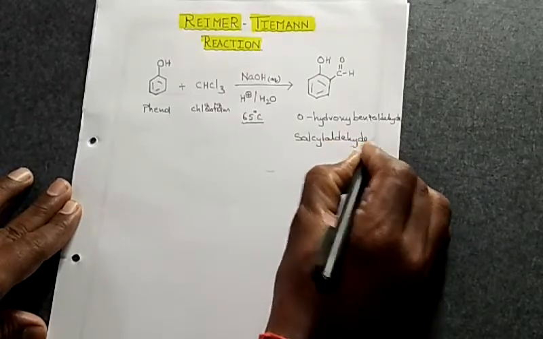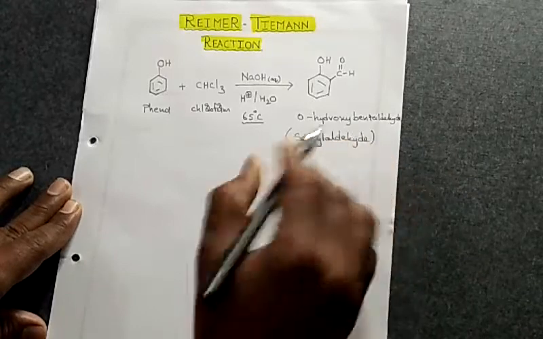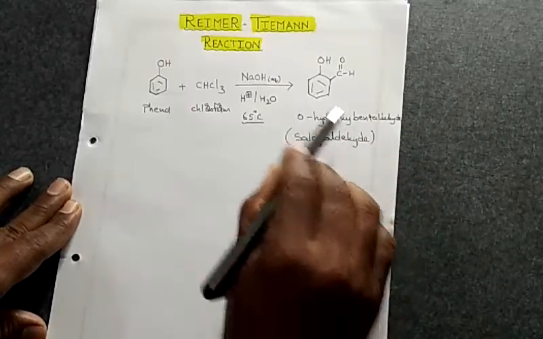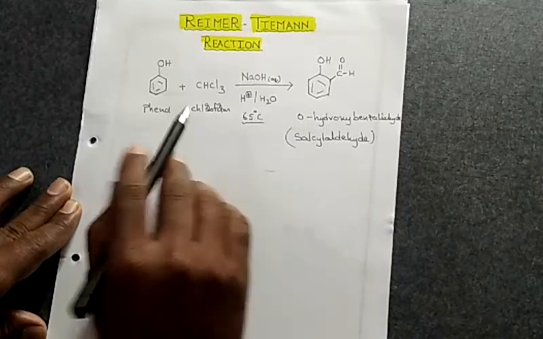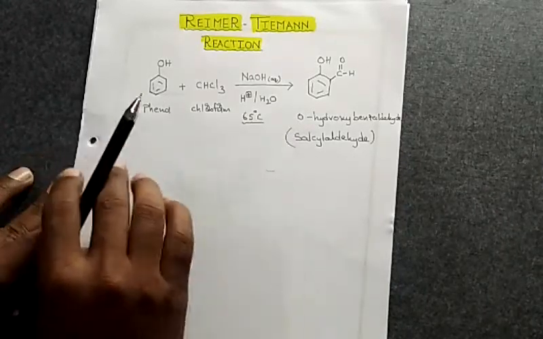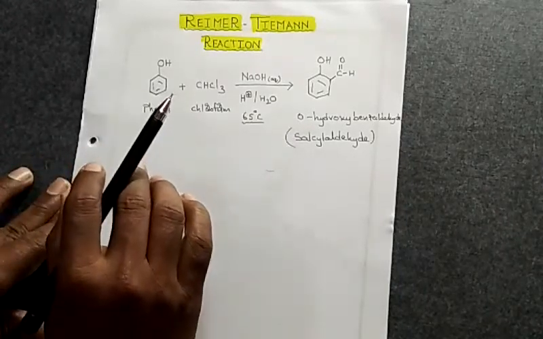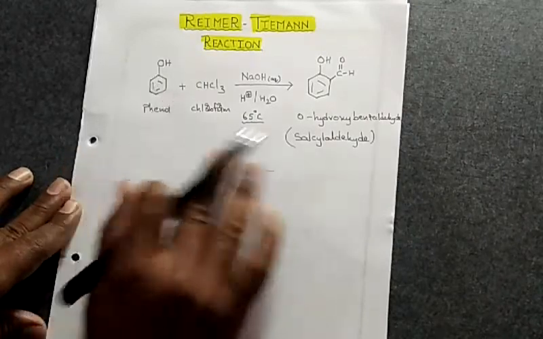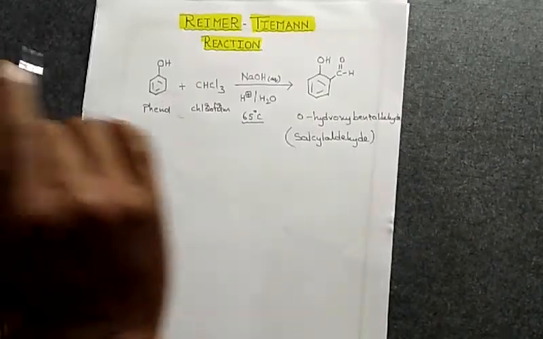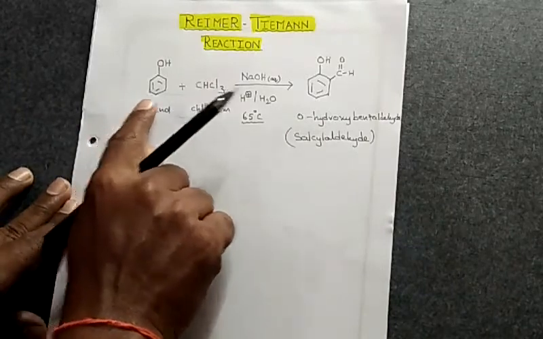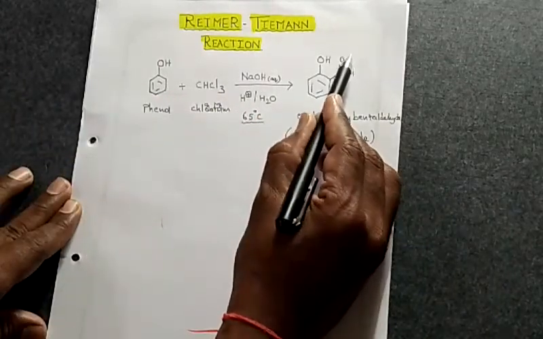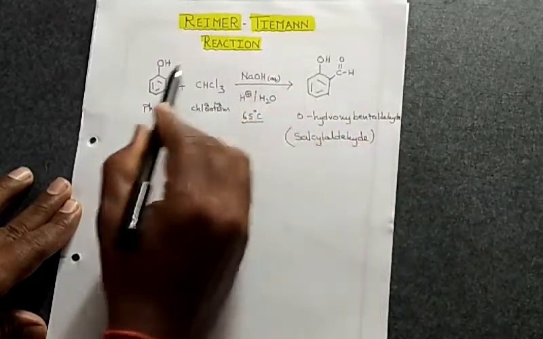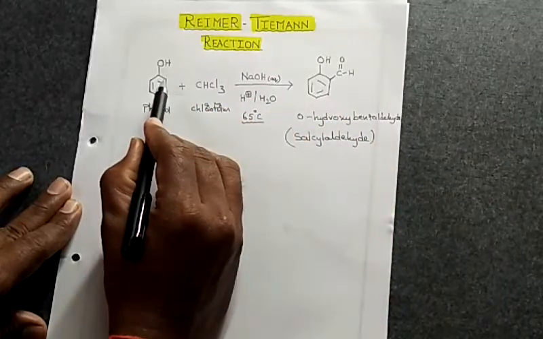This is the molecule generally referred to as salicylaldehyde. This is the major product that is going to be formed. Dear students, in this particular reaction, please make a note of two important points. The first thing is, in this reaction the formylation is happening, that means the aldehydic group is going to get substituted at the ortho position of the phenol.